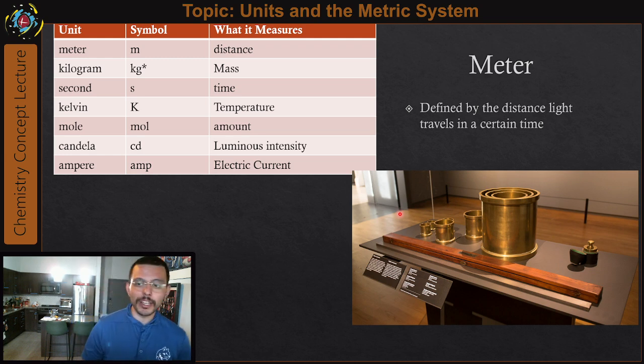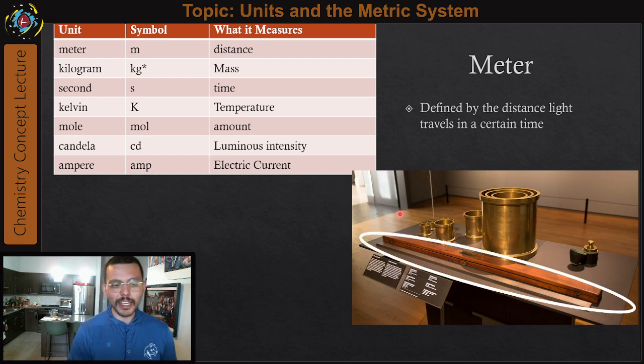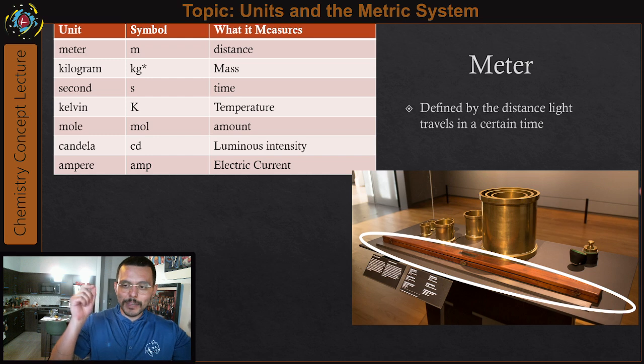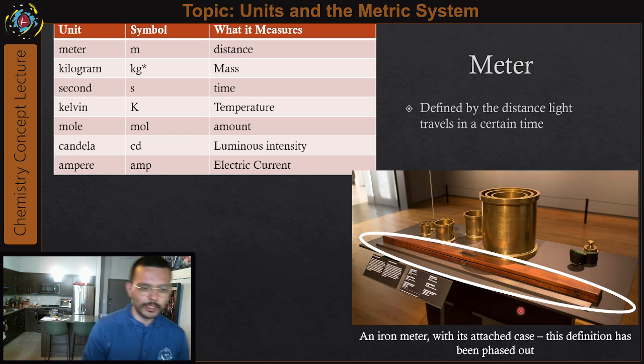Meter is nowadays defined by the distance that light travels in a certain time. It's very small. However, back in the day, there was literally a meter stick, which was a stick as long as a meter that you could compare to. If you've ever used a meter ruler, it has to be the same length as this stick. This definition has been phased out for nerd reasons. Don't worry about it. Just know that a meter has a measure that it compares to.